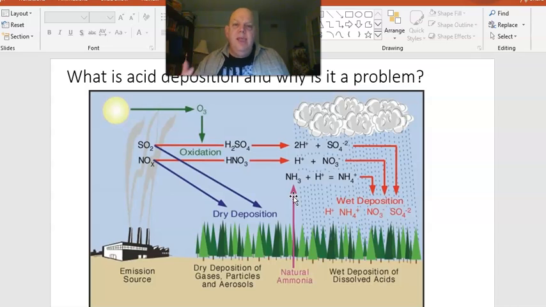Okay, so there's some aspects that are normal, like the ammonia. The not normal, the abnormal, is having the SO2 and NOx combine to form sulfuric acid and nitric acid, and then they fall. And that's where you end up having the wet deposition of dissolved acids. That's where the damage is happening. Okay?